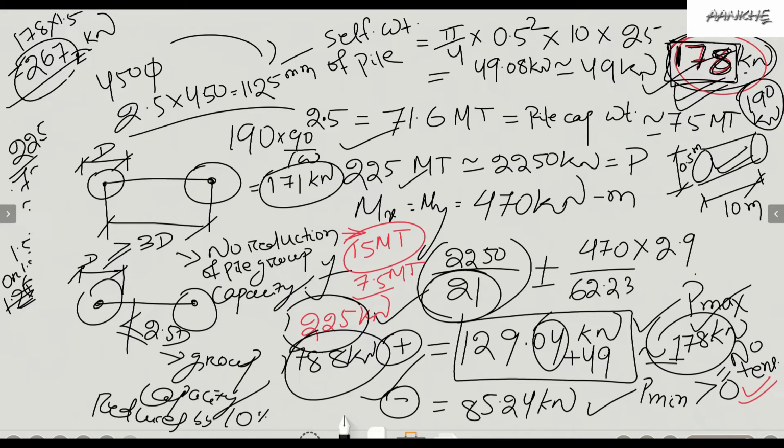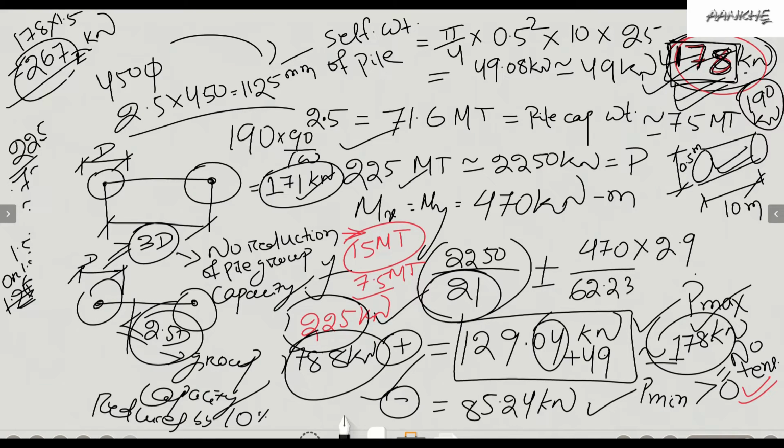But the fact is, the IS 2911 code allows that the pile group as a whole will be reduced by 10%, whereas the single pile can be overstressed by 10% as well. That means, try to understand, if the spacing of the piles is less than 3D, the pile group capacity will be reduced. But if it is required, like in our case, it is 178 and it is 171, only 7 kilonewton difference.